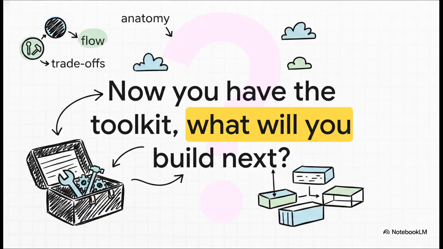We've torn apart a JWT to see what's inside. We've walked through the entire login dance. We've weighed the pros and cons, and we've put it side by side with the other major tools in your auth toolkit. You now have a solid framework for making smart decisions about authentication. So the only question left is, now that you have the tools, what are you going to go build?